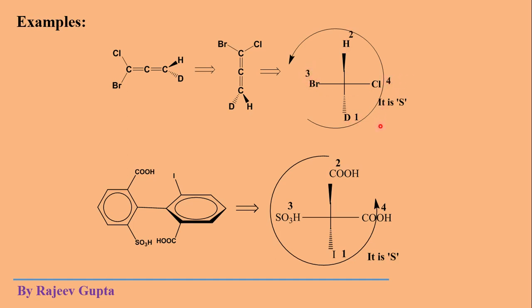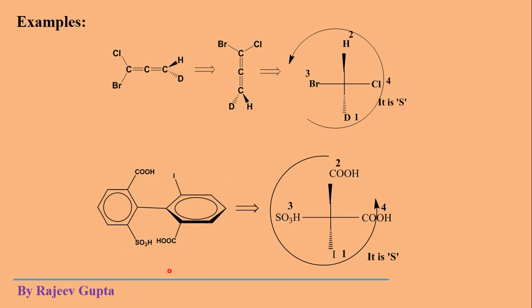Now move 1 to 2 and 2 to 3 and make an arc. 1 to 2 and 2 to 3. We get the direction of the arc anti-clockwise, so it is S. So this chiral axis in this allene derivative has S configuration.